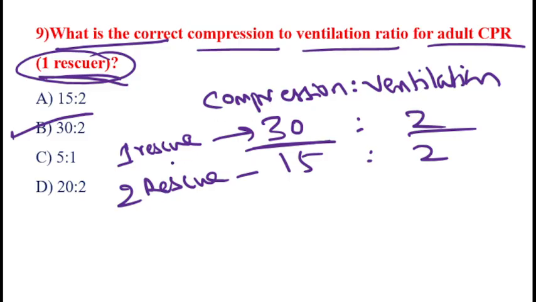If 2 rescuers are there for performing the chest compressions, then we can go for 15 to 2. So option B, 30 to 2, is the correct answer here.